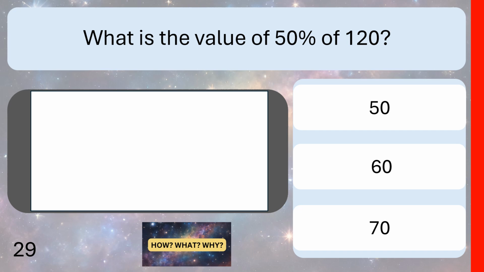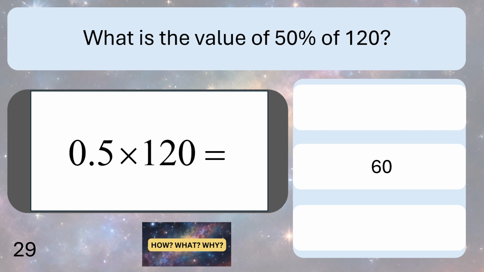29. What is the value of 50% of 120? Is it 50, 60, or 70? The answer is 60, and again, because this is a percentage, we put it into a decimal and we multiply it by 120. 0.5 times 120 gives us 60.